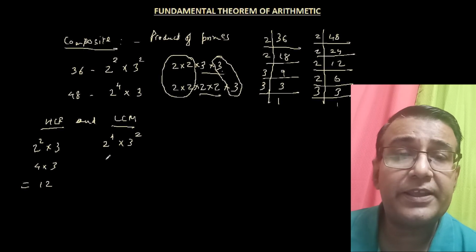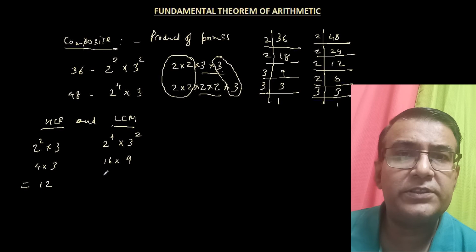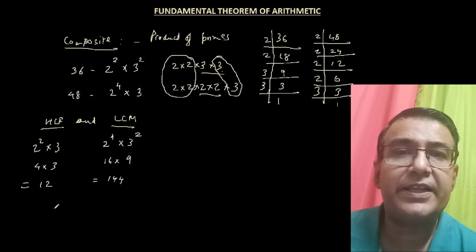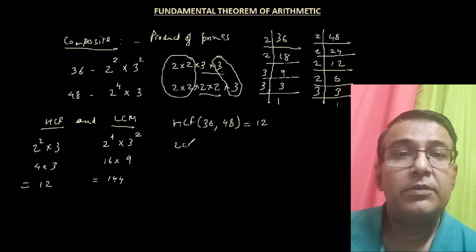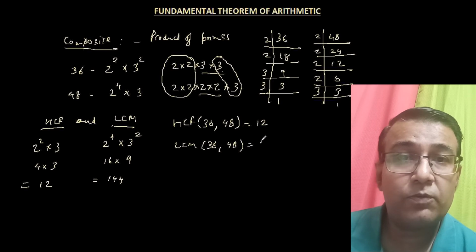And looking at the LCM, 2 to the power 4 is 16. And 3 to the power 2 is 9. And 16 times 9 is 144. So 144 should be the LCM. So we can write it here that the HCF of 36 and 48 is 12. And the LCM of 36 and 48 is 144.